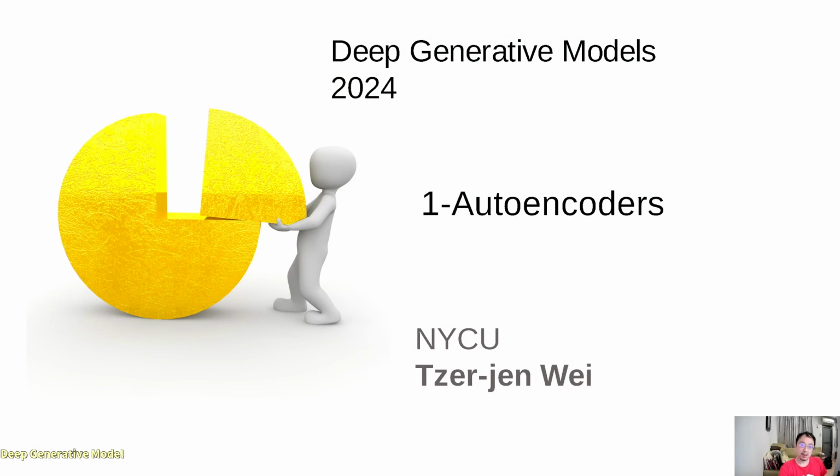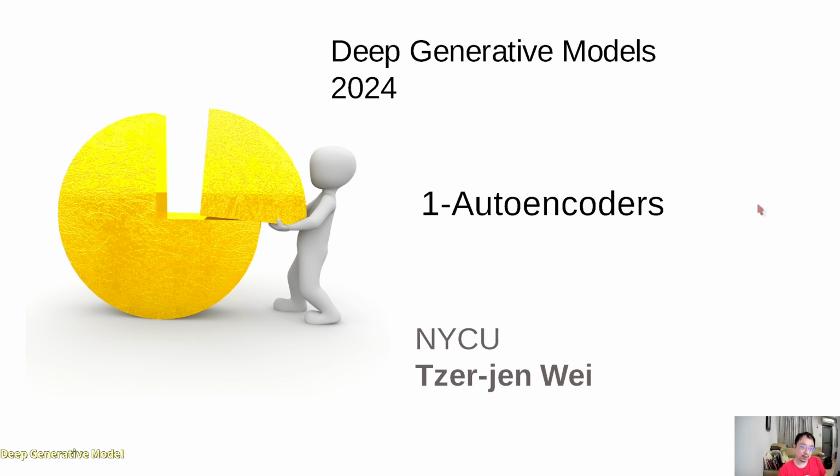Hello again. In this video, we are going to discuss what the autoencoder is. Autoencoder is one of the most simple, straightforward generative models, and it can be used directly as a baseline, or it can be used as a building block for a more complicated architecture.